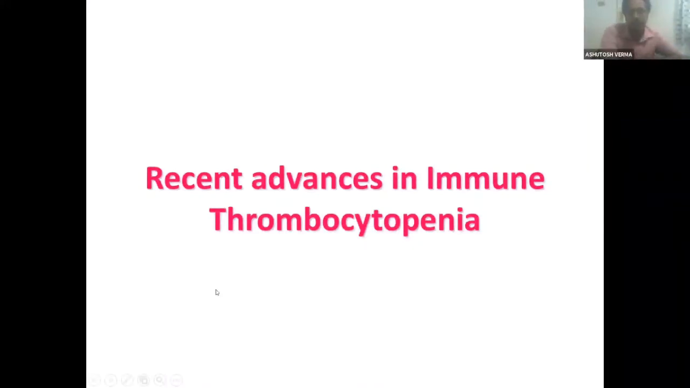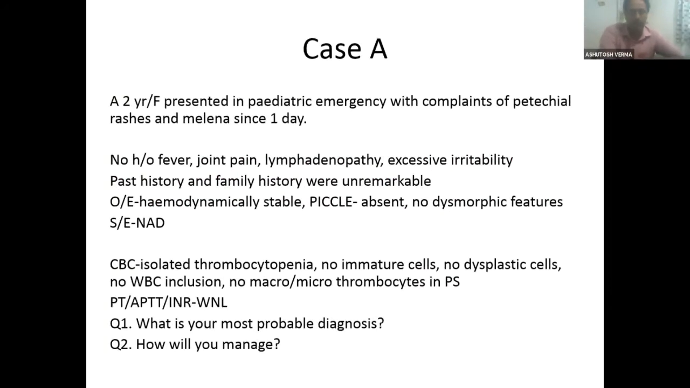So today I'll be talking in brief about the recent advances in immune thrombocytopenia. So I would like to start here with the case. A 2-year female presented in pediatric emergency with complaints of petechial rashes and melena since one day. There was no history of fever or joint pain or lymphadenopathy or any excessive irritability. The past history and family history were unremarkable.